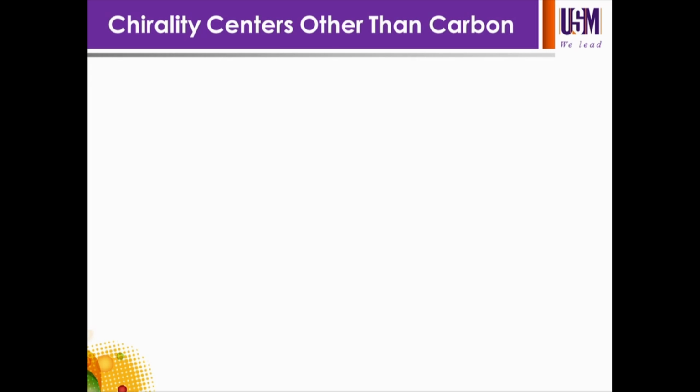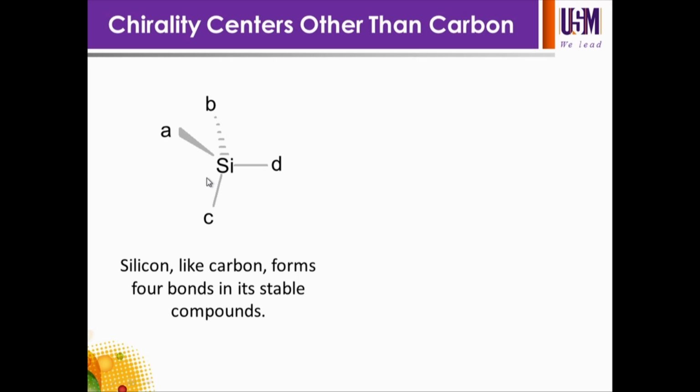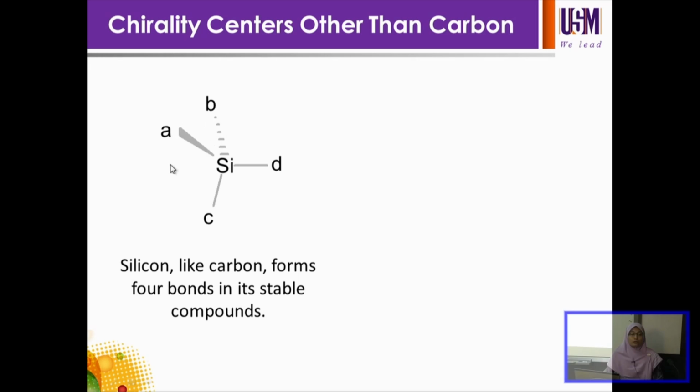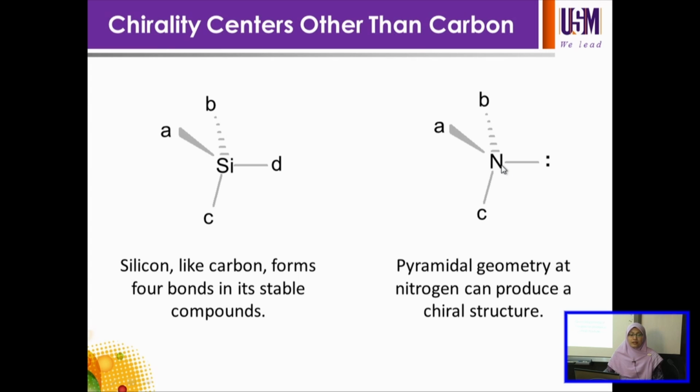What about other chirality centers rather than carbon? Okay, so we have silicon here. Silicon, like carbon, can form 4 bonds in its stable compounds, so it can also be a chirality center. And for nitrogen here, because its pyramidal geometry produces a tetrahedral arrangement, it can become a chiral center. This nitrogen is bonded to 3 other groups along with a lone pair of electrons.